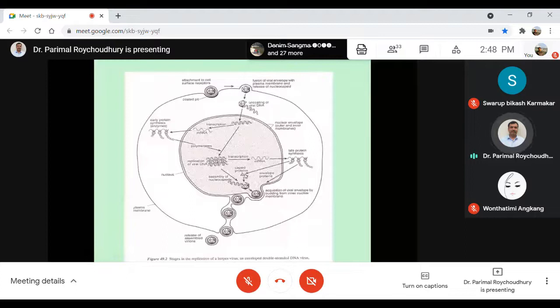As a result, the envelope is similar to that of the host cell nuclear membrane. And finally, through certain tracts or channels, they come out of the host cell. So in this process, between infected adjacent cells, plasma membrane fusion takes place, and that gives rise to a typical cytopathic effect, what we call syncytia formation. We'll come to that in the next slide.